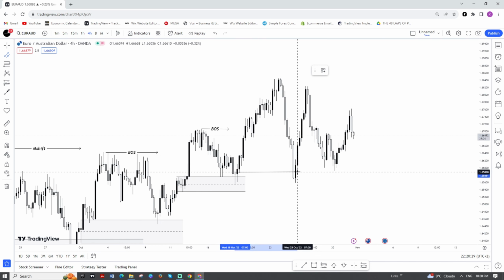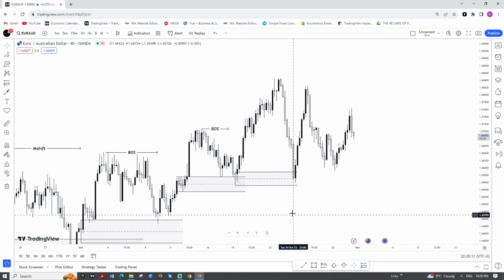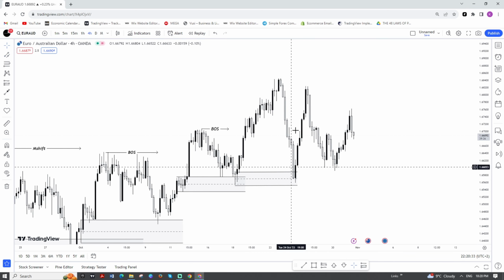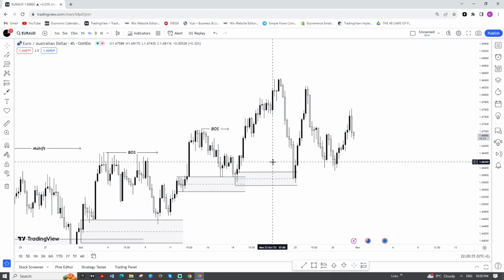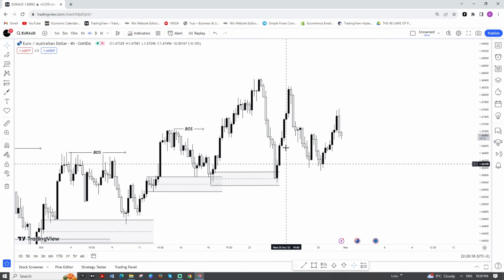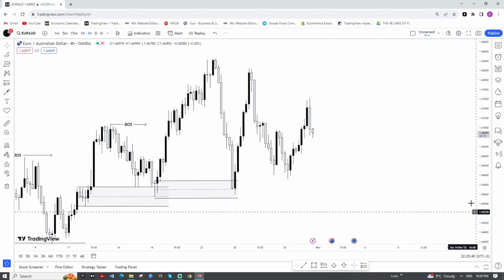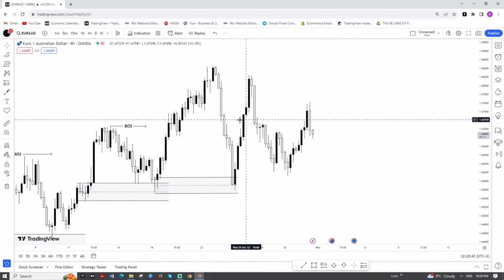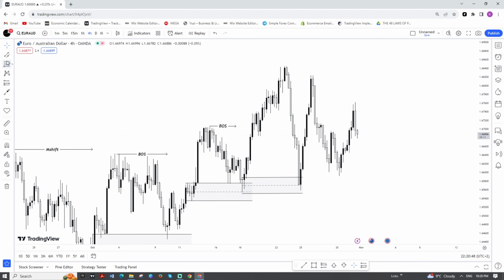I took the first trade here, and then price went up after it mitigated this order block, right guys? So again, I closed this trade somewhere between here. It was last week. I closed it somewhere here.